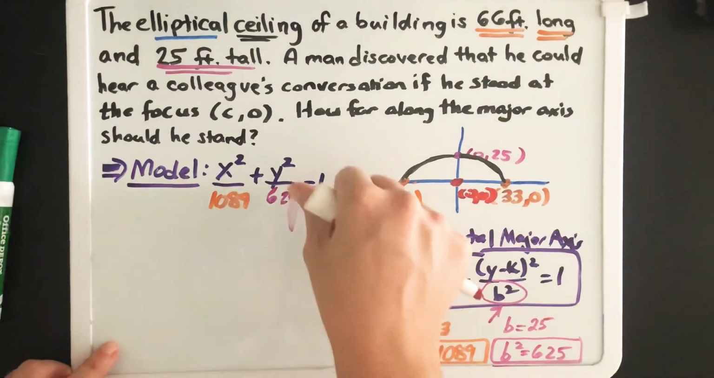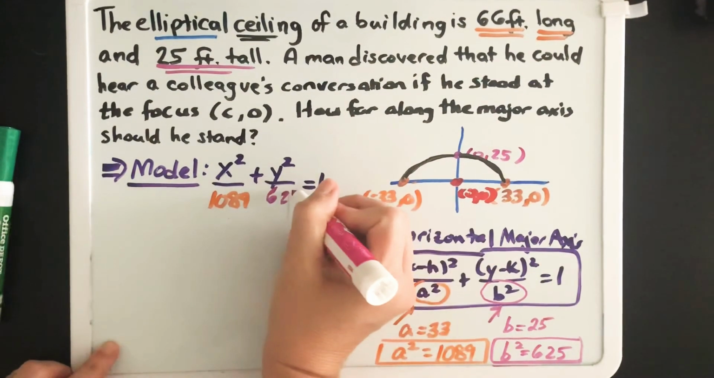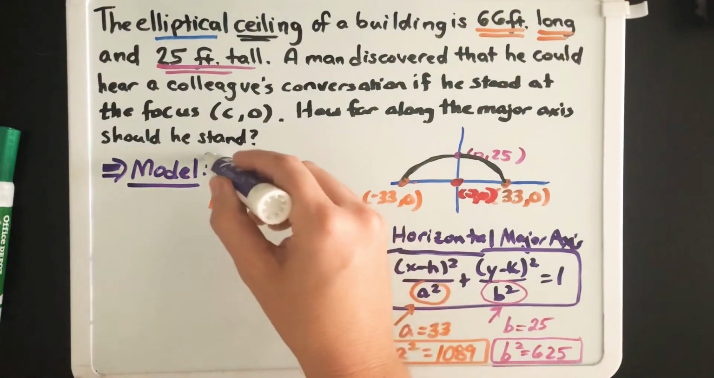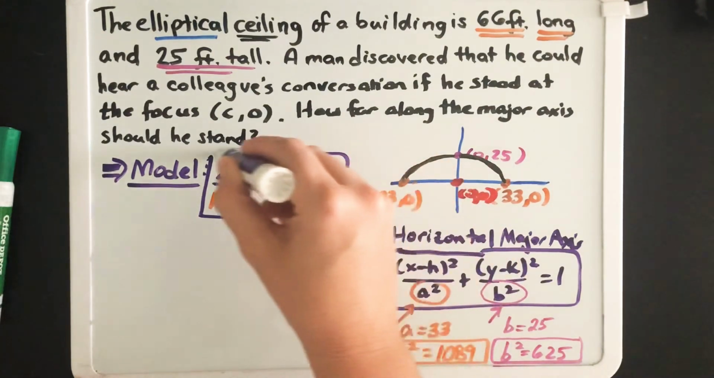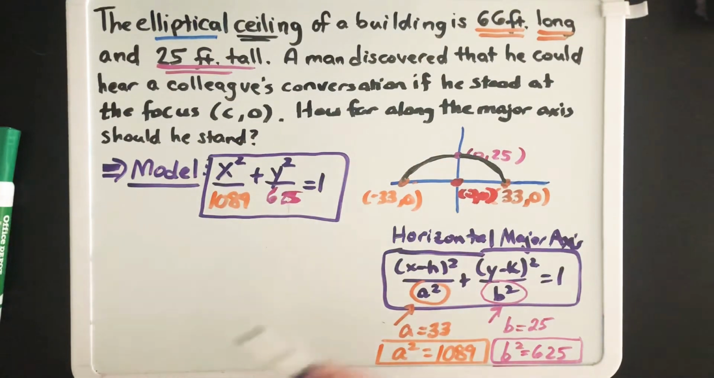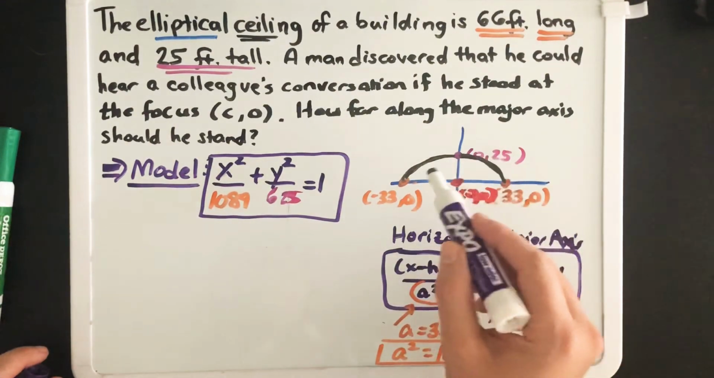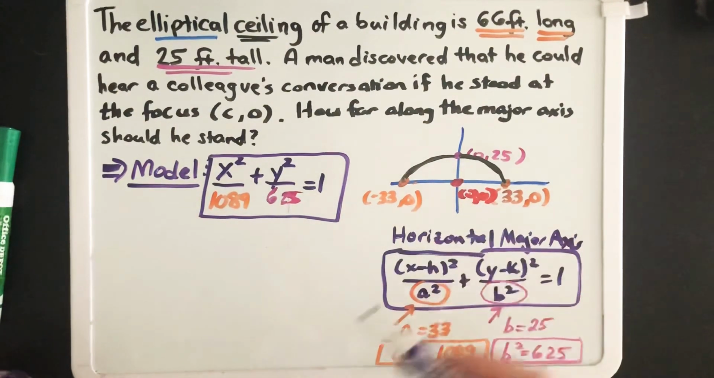It's a little ugly, let's fix that. We've created our model here. Still not beautiful, but you get the idea. X squared over 1089 plus y squared over 625 equaling 1. That is our elliptical model, and technically if you were to solve for y, you would just take the positive version for the top half. The negative version would give you the bottom half.